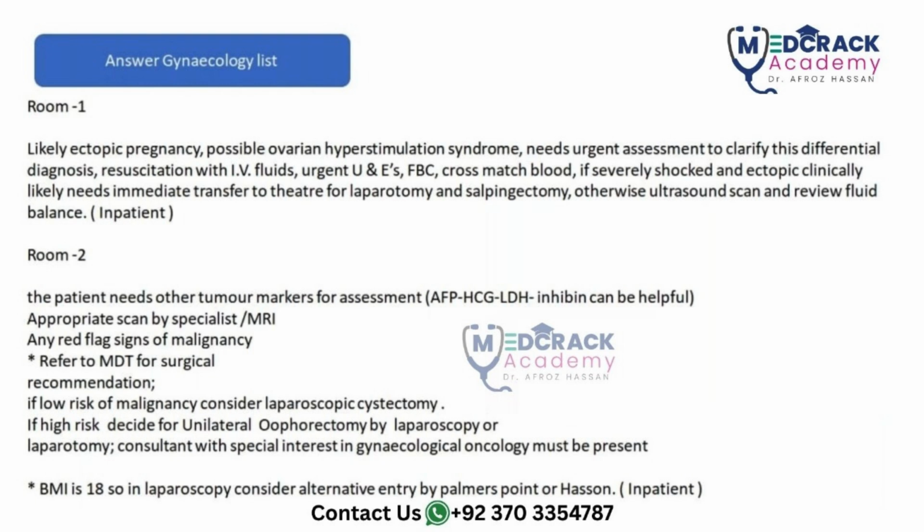So, my first patient, Tracy, 32 years old, BMI 27, blood group A negative, para 0 plus 2, IVF, LMP 6 weeks ago, complaint of pelvic pain, bleeding, and scan shows empty uterus, listed for D&C. So, likely ectopic pregnancy, possible ovarian hyperstimulation syndrome, needs urgent assessment to clarify this differential diagnosis. So this patient presents with an empty uterus. This is room number 1, likely ectopic pregnancy.